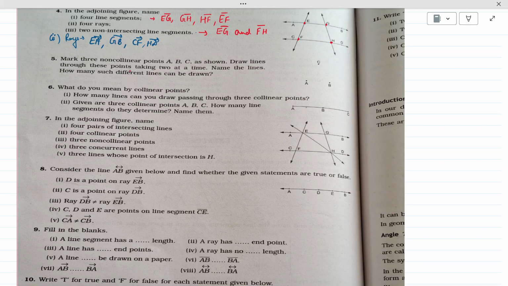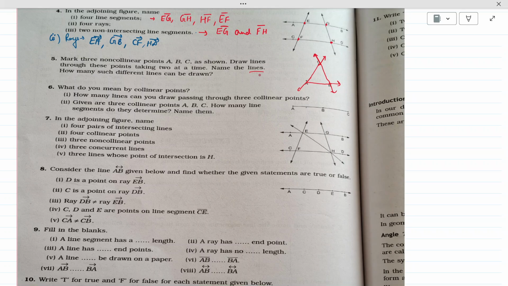Draw lines through these points taking 2 at a time. So we have to take 2 points at a time and we have to draw lines across this. So this is 1, 2 and 3. When we took these 2 points, we made this one, then the second one is AB and the third one is BC. Now we have to name the lines. Since we have to draw lines, that means it should have arrows in both the directions. Then they will become the lines.